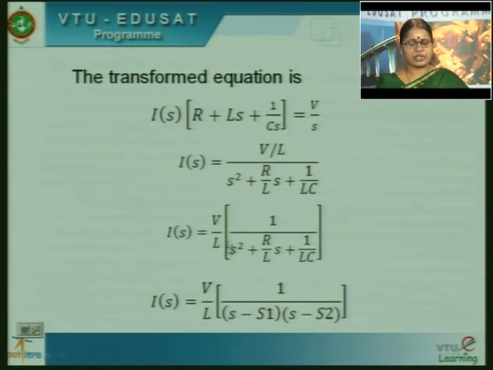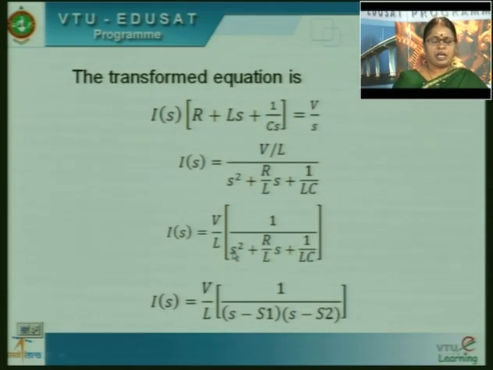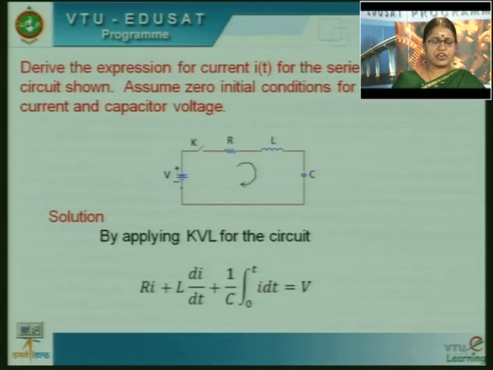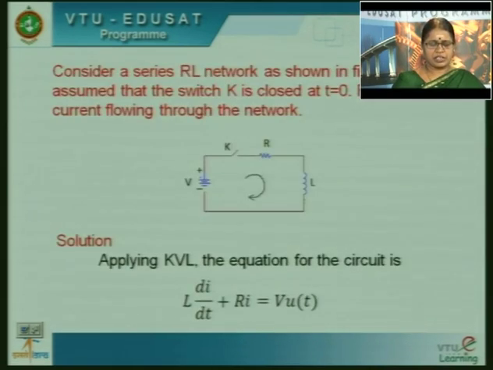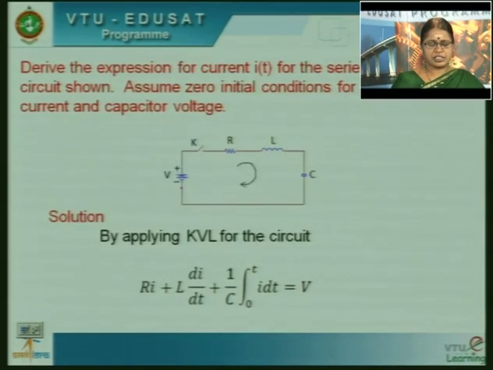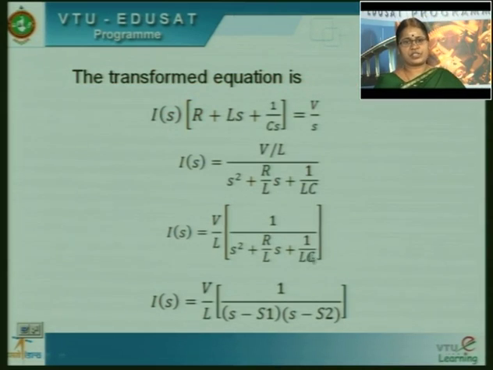V by L is a constant, so you can take it out, and this equation can be written as 1 by S square plus R by L into S plus 1 by LC. See, if you look at this I of s expression and compare it with the I of s expression we got in the previous two problems, in the RC circuit I of s was a first order equation. Now, here we have got a second order equation in S.